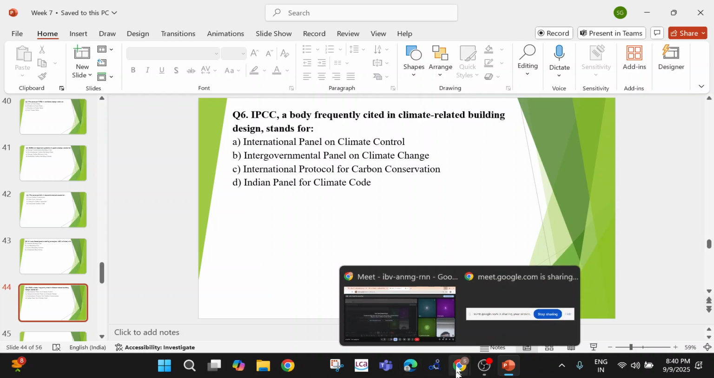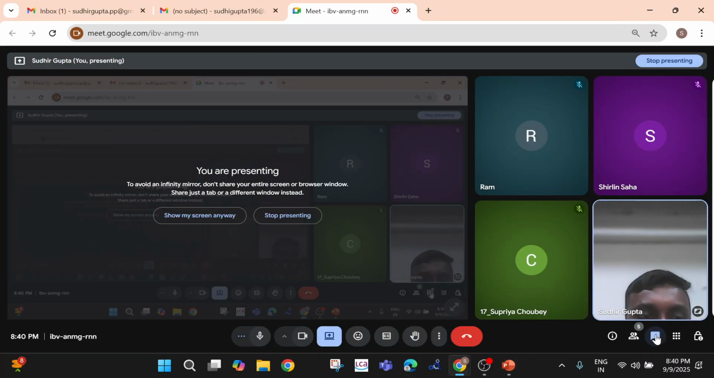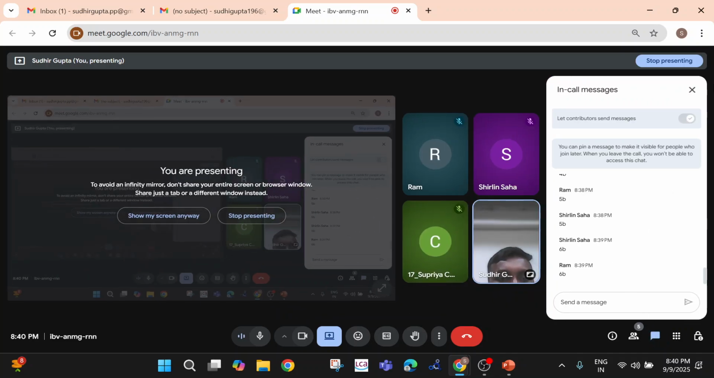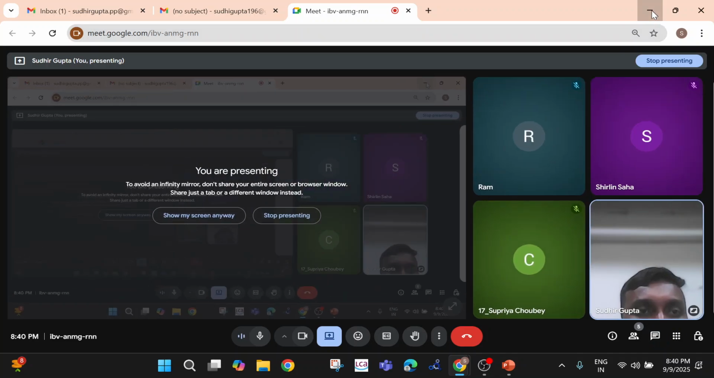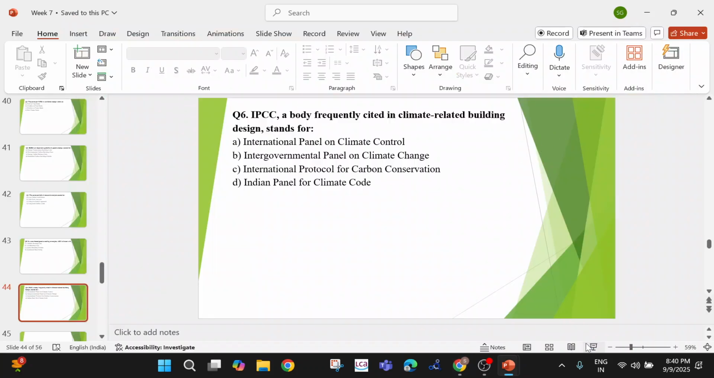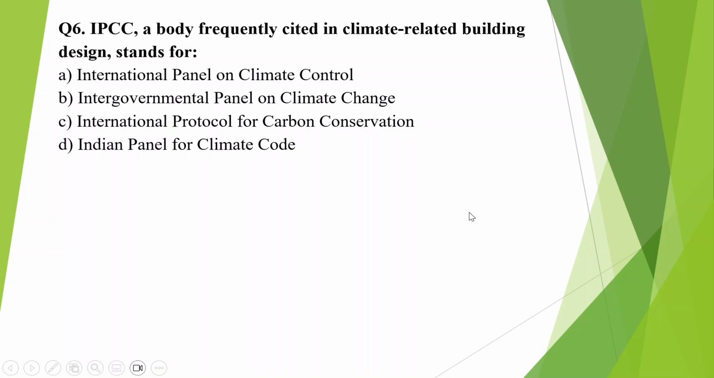So as I can see, 6B is the correct answer for this particular question. All of you have answered it correctly. This is the Intergovernmental Panel on Climate Change. B option is the correct answer.